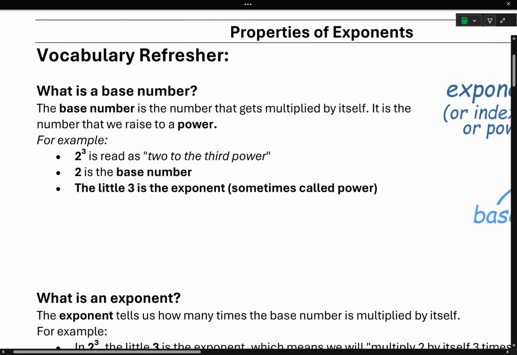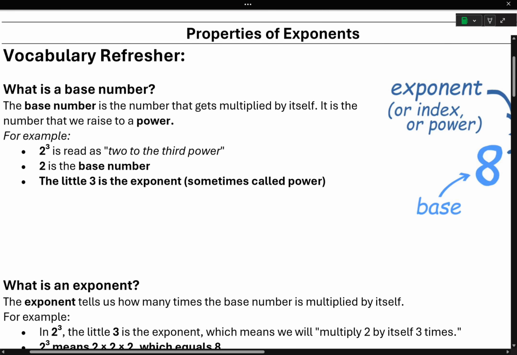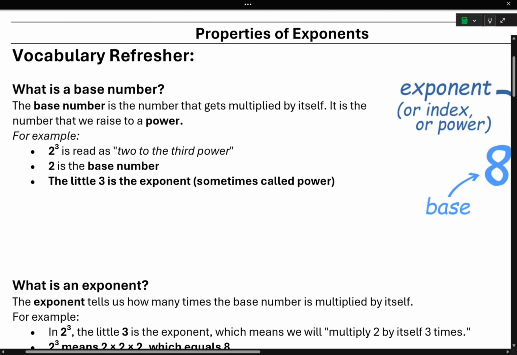So the base number, in this case that big 8, the big number, B, big, base, that's how I remember it. The base number is a number that gets multiplied by itself. It is the number to which we raise a power. So for example, a 2 with a little 3 up top is 2 to the third power, or 2 cubed, right? 3 can also be said as cubed. 2 is the base number, the 3 is the exponent, or also the power.